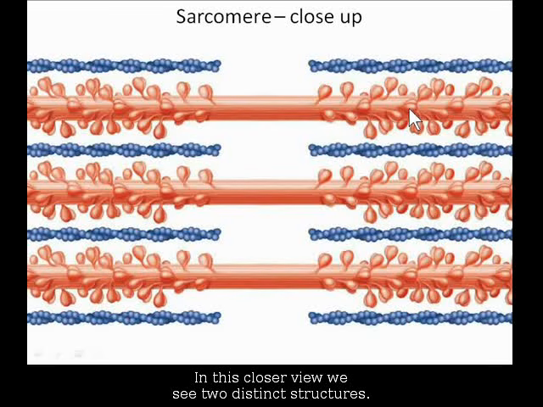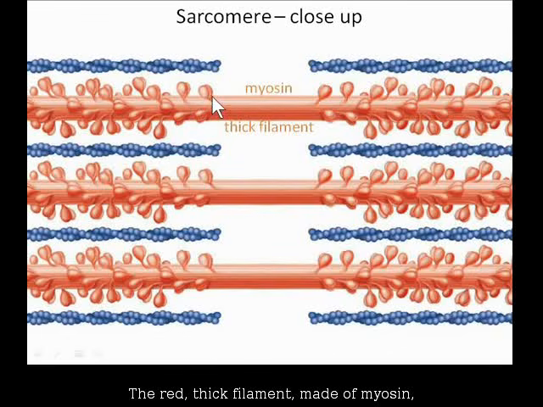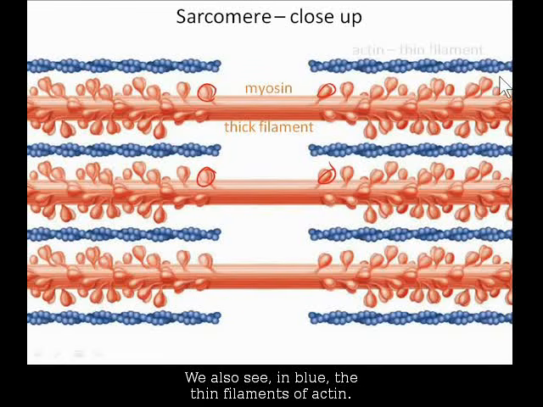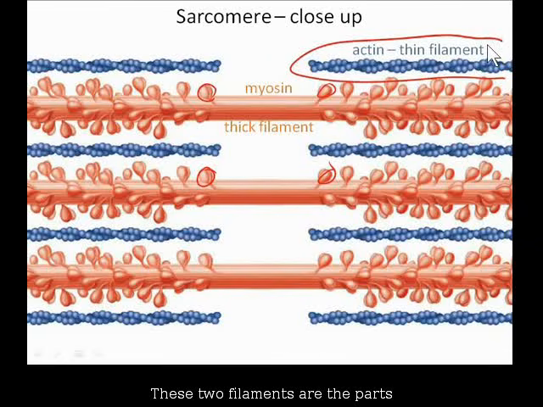In this closer view, we see two distinct structures. The red, thick filament made of myosin has lots of golf club-shaped heads. We also see in blue the thin filaments of actin. These two filaments are the parts that actually form our cross bridges.